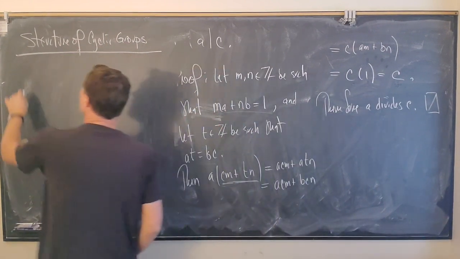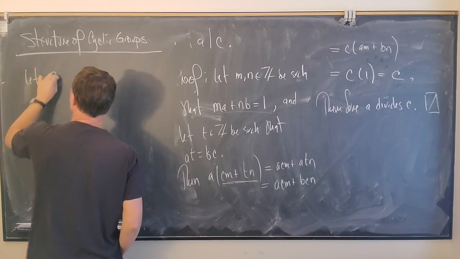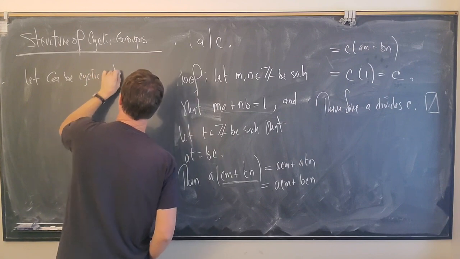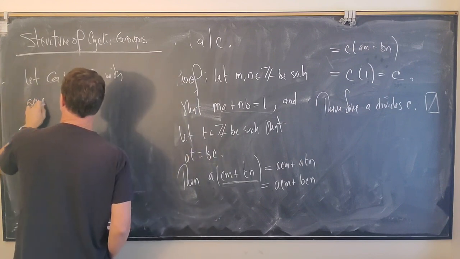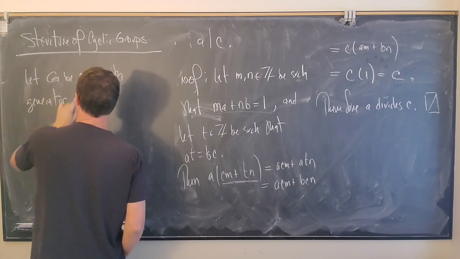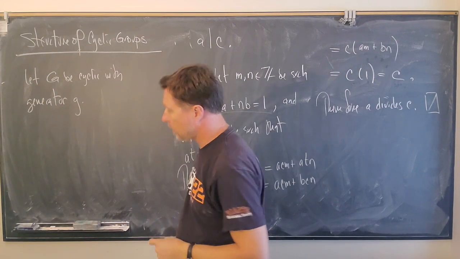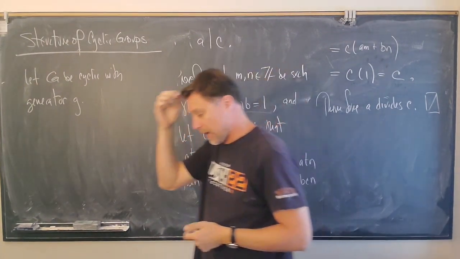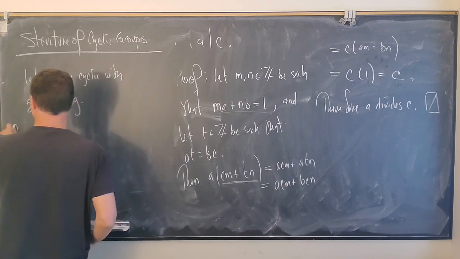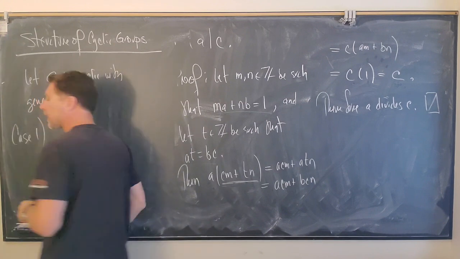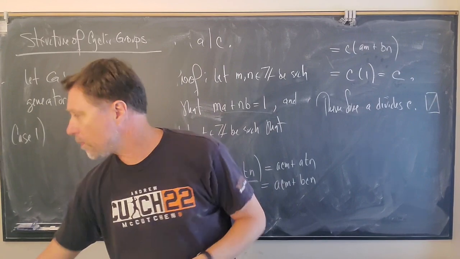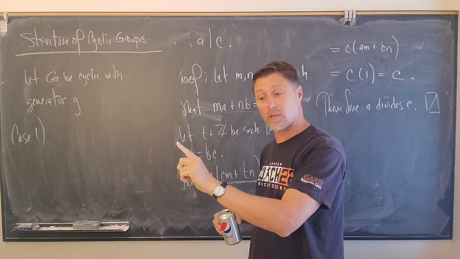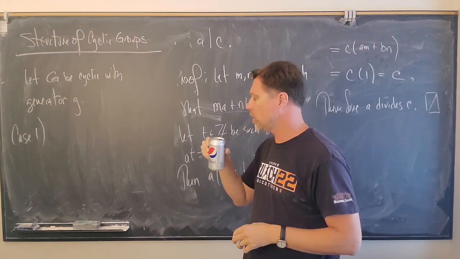So let's start off with a cyclic group. Let G be cyclic with generator little g. Let's just have a discussion about what we can say. There are two possibilities, and I want to consider them separately. When we have a generator, the order of that generator could be infinite or it could be finite. I want to look at those two cases separately.